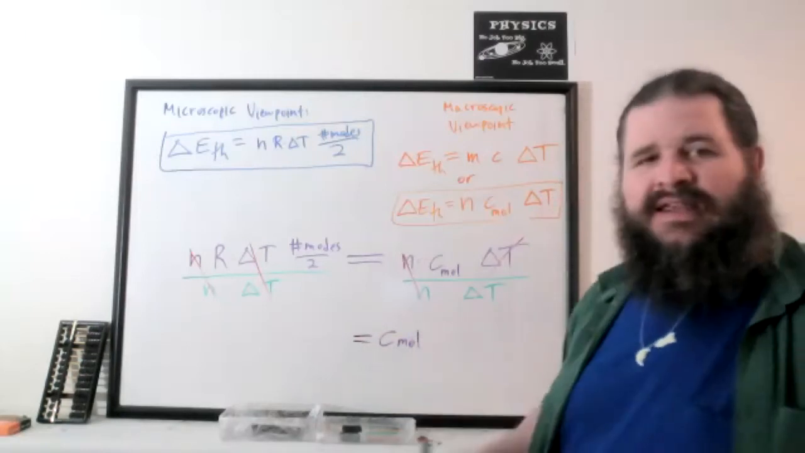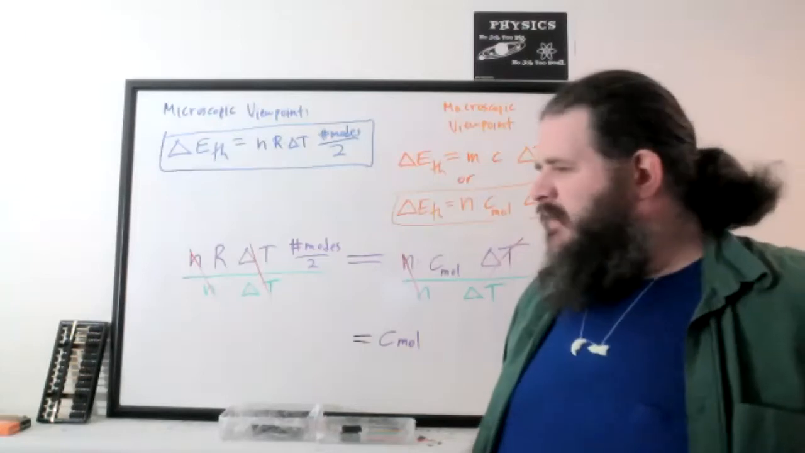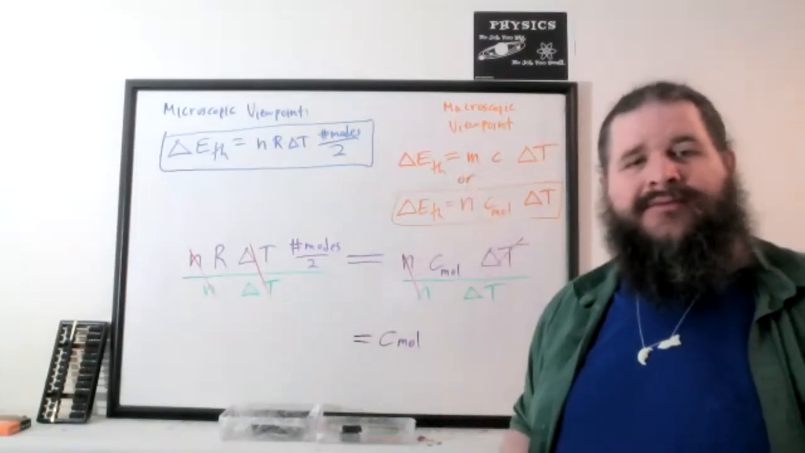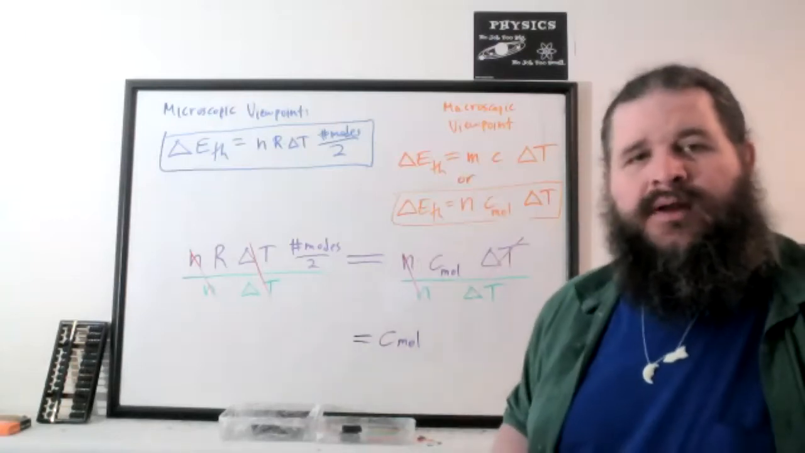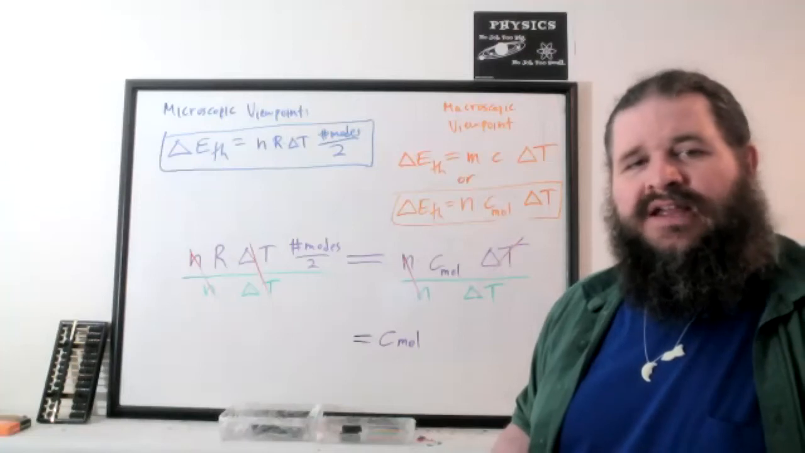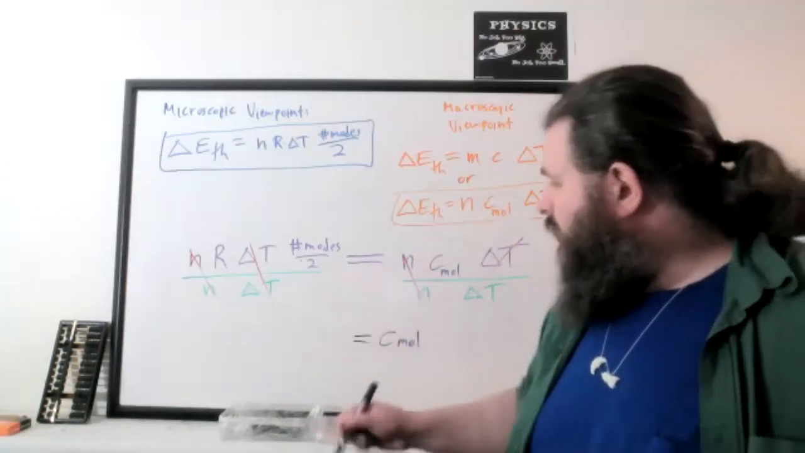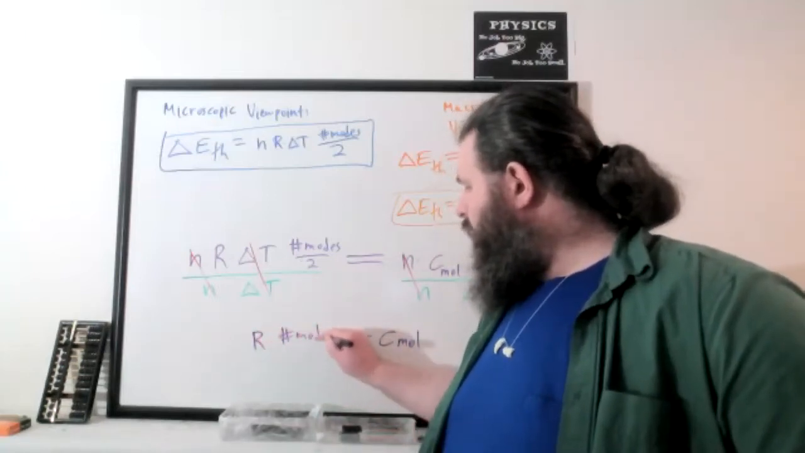That is the specific heat, or the heat capacity of 1 mole of the substance. In the same way that the usual specific heat we're looking at in terms of mass is the heat capacity of 1 kilogram of the substance, molar specific heat is the heat capacity of 1 mole of the substance. It's just heat capacity standardized to a fixed amount. Meanwhile, on the other side, all we have is R times number of modes over 2.